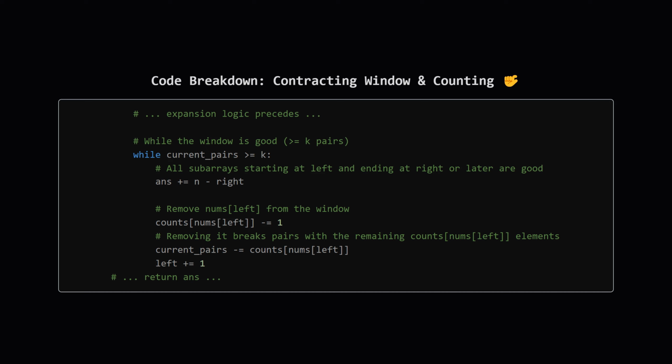Then, we start shrinking the window from the left. We decrement the count of the element at the left pointer in our map. The new count represents the number of pairs that this element was part of before we removed it. So, we subtract this new count from current_pairs. Finally, we slide the left pointer forward. This while loop continues as long as the shrinking window still has at least k pairs.